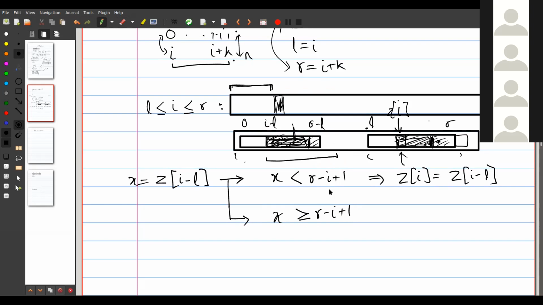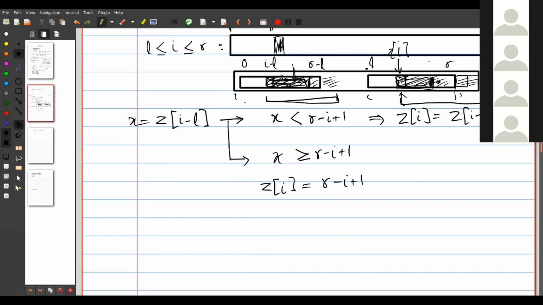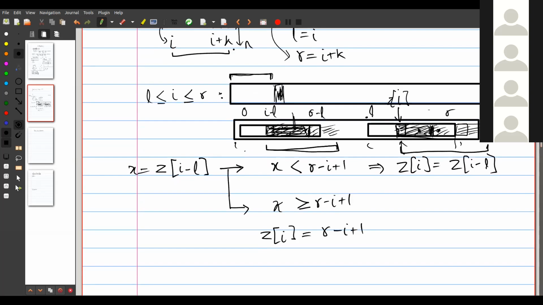So if I have x greater than r minus I plus 1, it means that I have a string which goes beyond the part I have in common with this string. It's like this part of the string is not the same as this part of the string. So I cannot say that z of I is the same as z of I minus L in this case, because everything beyond is unknown to me. So what I will do here is set z of I equal to r minus I plus 1, and I will apply the naive algorithm after this. I have this entire string which was initially common to me, exactly the same as this, but beyond this I don't know if it matches with the original prefix.